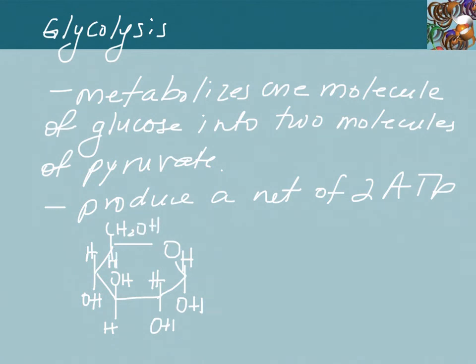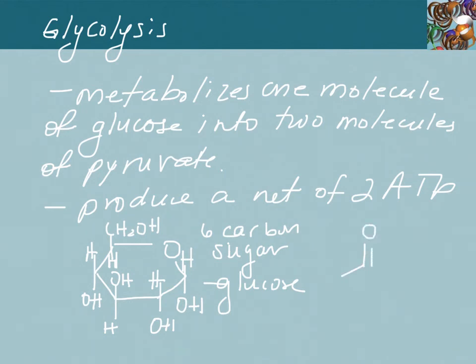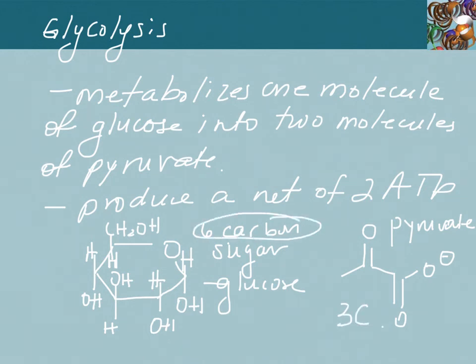Okay, so here we have glucose. It's a 6-carbon sugar. Let's draw the structure of pyruvate. Now if you look at this, here we have 3 carbons. So we're going to take something that's 6 carbons and make 2 molecules of 3 carbons.